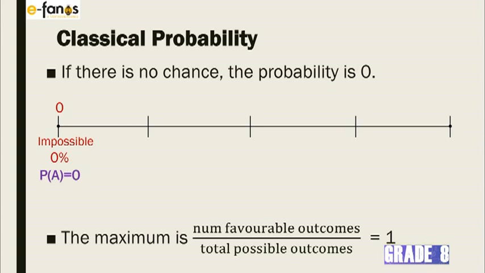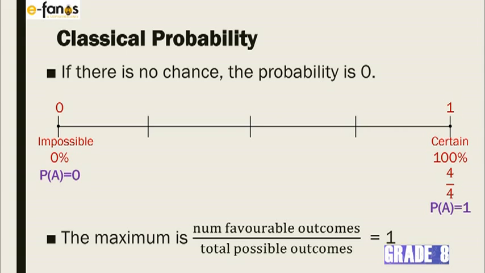The maximum probability would be when the number of favourable outcomes is equal to the total possible outcomes, and our fraction would be something like 4 over 4, or 5 over 5, or 6 over 6. In other words, it would be 1. We can put this on the right-hand side of the number line. A probability of 1 is certain. It's 100%. It's 4 over 4, or 5 over 5. The probability of A is 1.